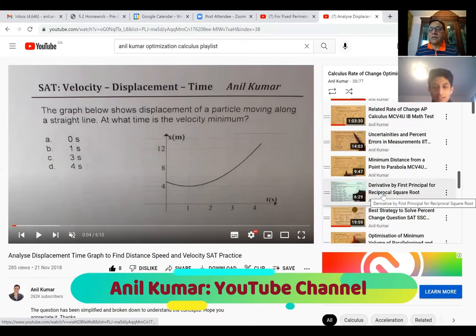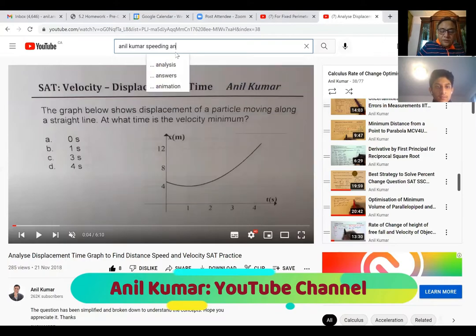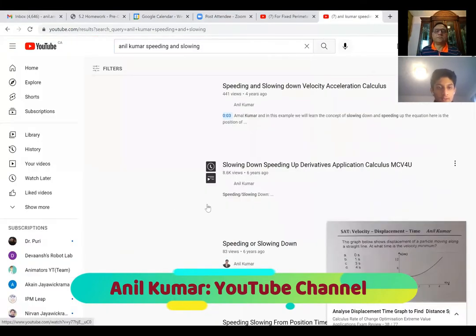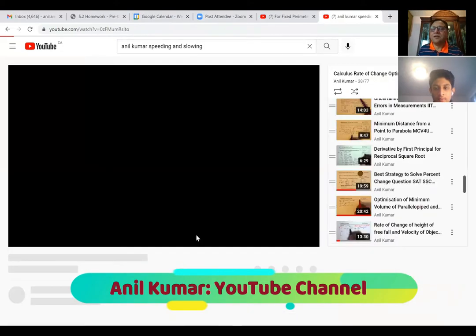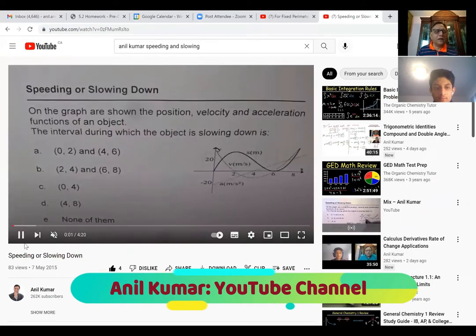So that reminds me, another type of question is speeding and slowing down, right? Let's say speeding and slowing. When is the object speeding? Tell me. For this graph, sir? In general. Okay, let's go to this graph. Just type in Anil Kumar speeding and slowing. You will see many videos on this topic. Here I just picked up one. Okay, here's the graph.